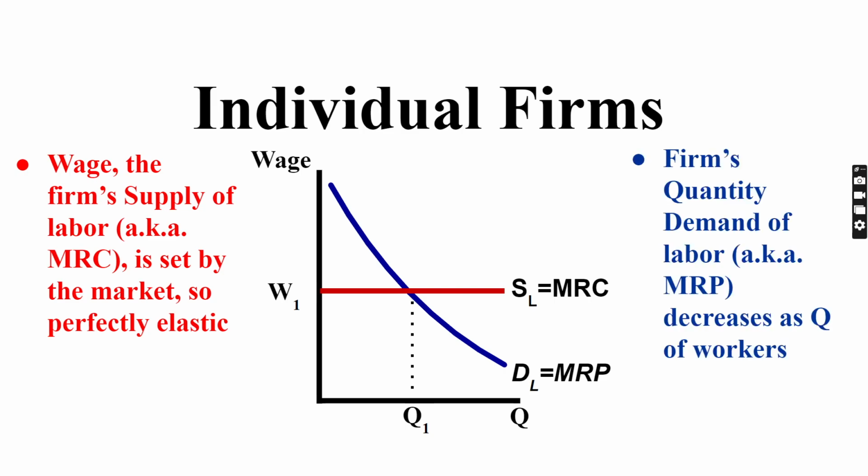However, then we have the firm's demand curve for labor, and this is also called the marginal revenue product, and this is going to decrease as the quantity of workers increases. Okay, as the quantity of workers increases.